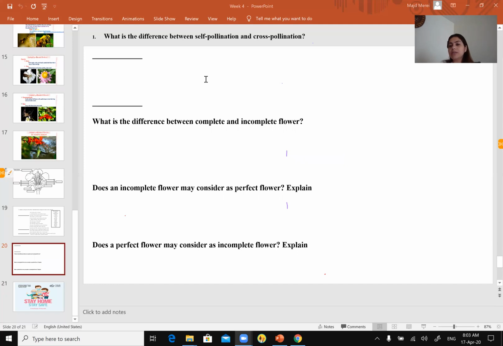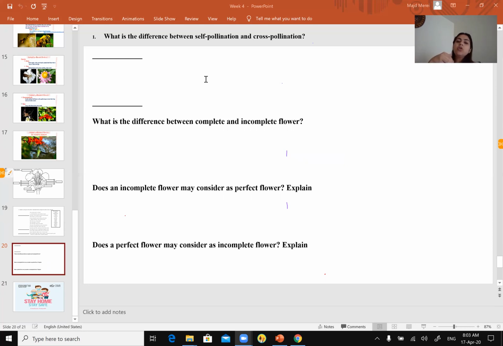The first question, the difference between self-pollination and cross-pollination. Actually, you learned this in term 2. Self-pollination means that it is happening within the same plant. So, okay, within the same flower. So it contains both male and female reproductive parts. While cross-pollination is from one plant to another plant, okay? So from the male reproductive parts of one plant to the female reproductive parts in another plant.